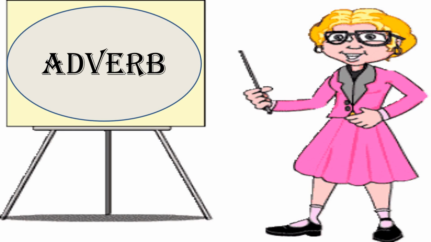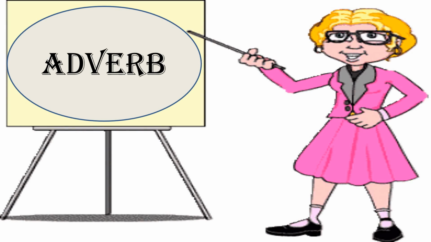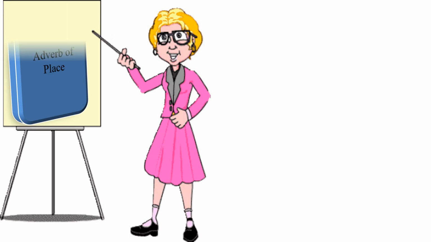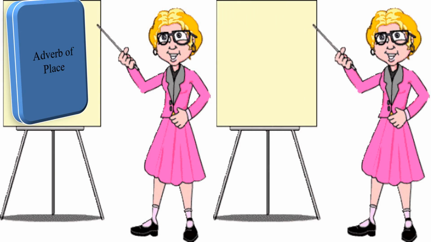Last two videos में हमने adverb की definition और उसके kinds को check किया था and हमने two kinds को discuss भी किया था. Today we will discuss other two kinds that are adverb of place and adverb of degree. Let's start the class. Adverb of place.